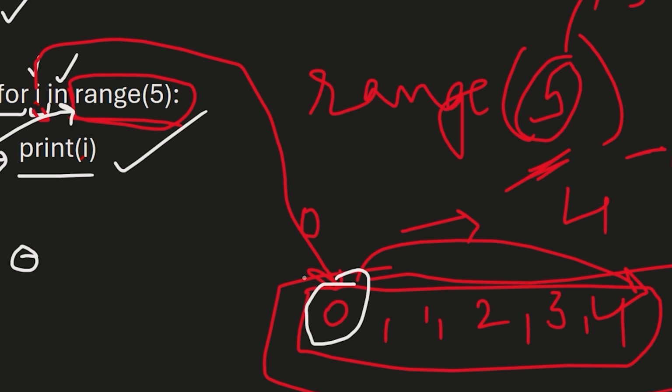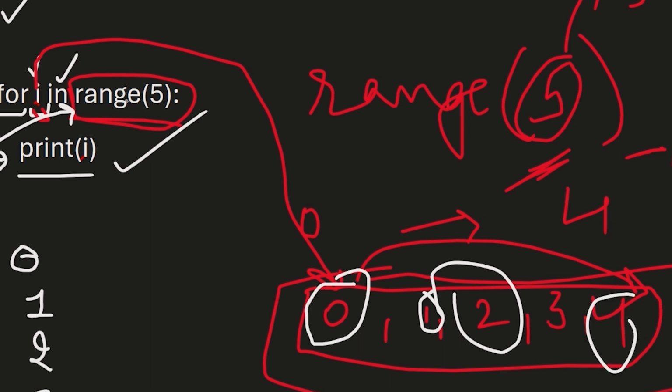it will again come to the function, check the sequence. The next value is 1, it will print 1. It will again come, check the next value, next is 2. Likewise, it will print till 4. And after 4, when it comes here, there is no value left. So the control will move out of this for loop and execute the rest of the statements. Or if the statements are not there, the program will be terminated.